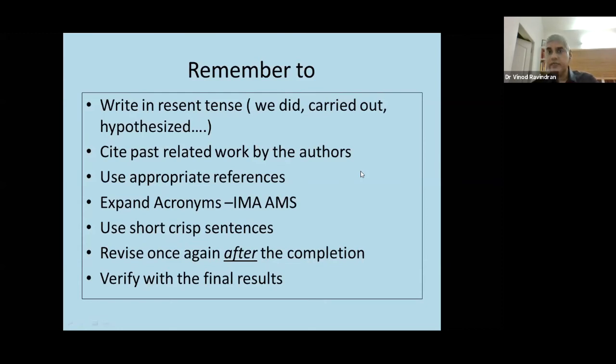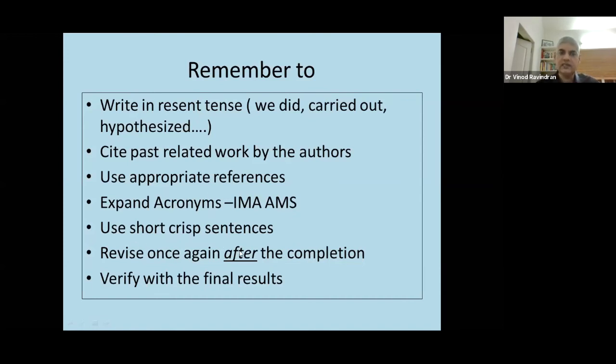So it's important that the relevant work has to be cited, and always cite appropriately. The introduction is the first part of your manuscript, so whatever acronym you are going to use, you have to expand it here, so don't count the abstract in doing so. If I don't say that IMA-MS stands for Indian Medical Association Academy of Medical Sciences, a reader would not know what this means.